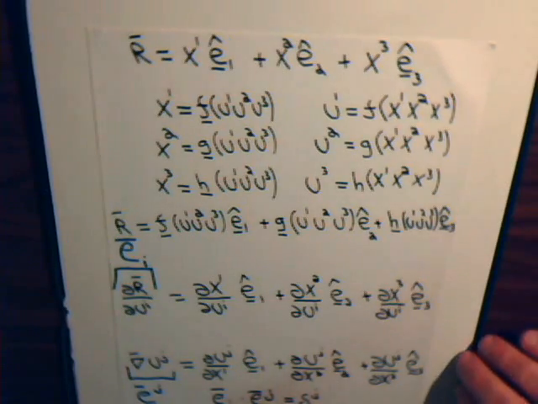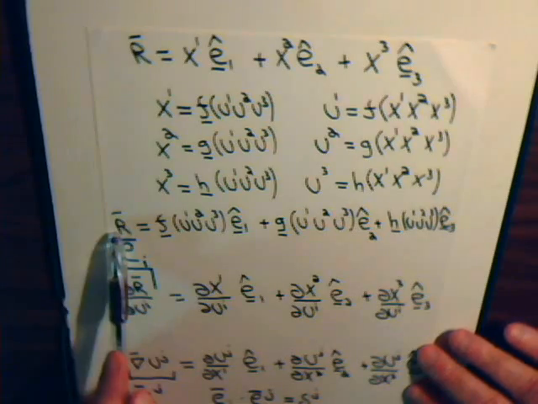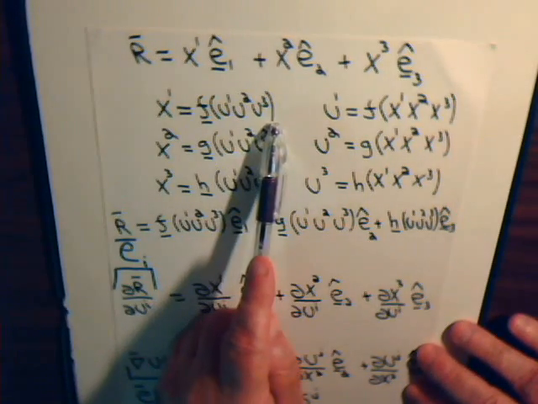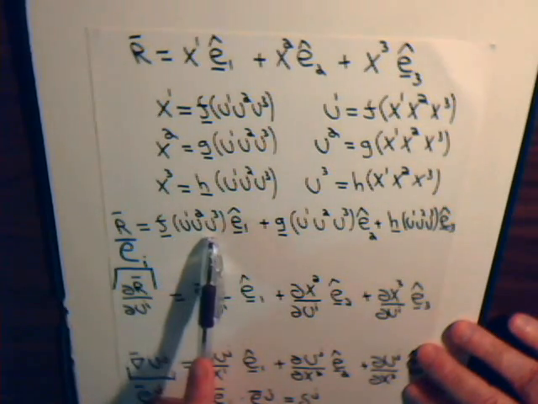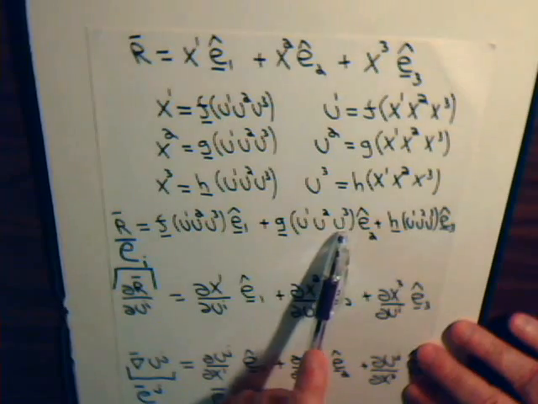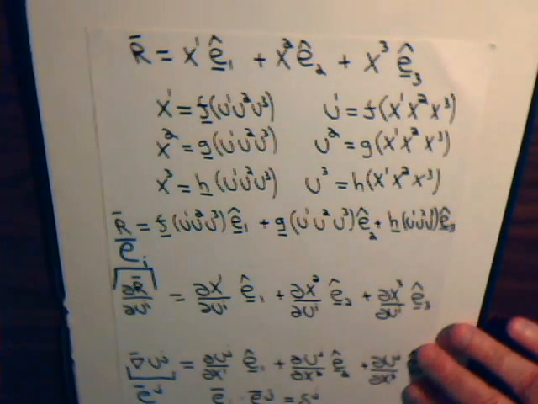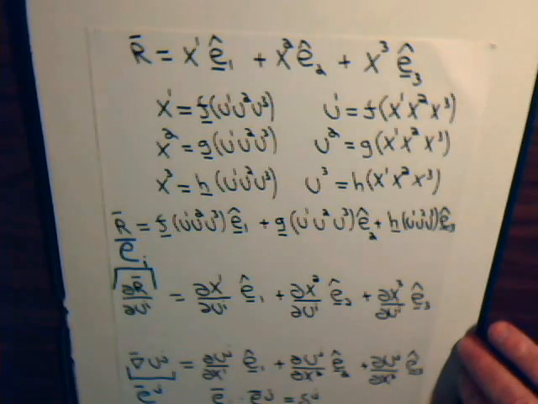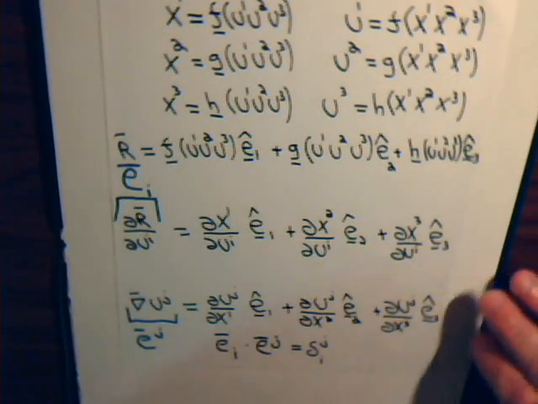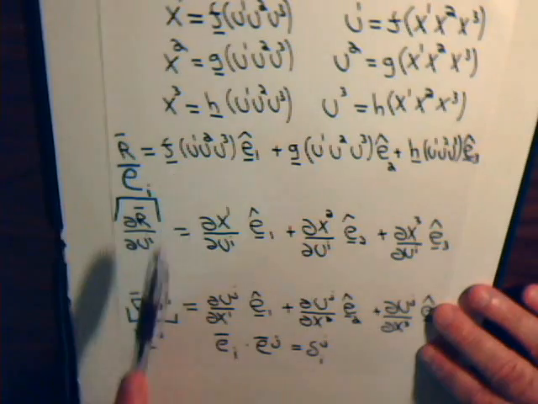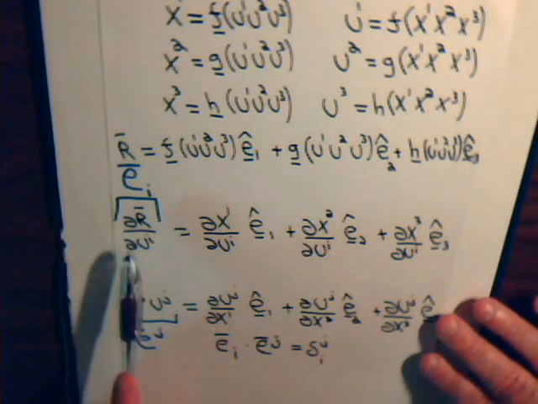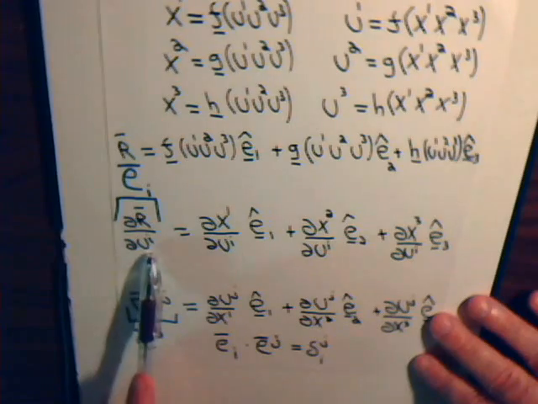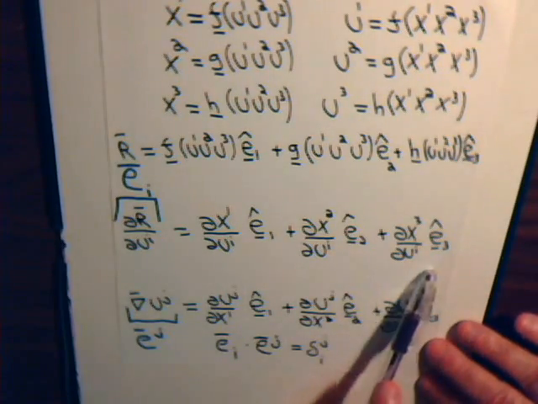That means we can write the position vector r, instead of in terms of x1, in terms of the curvilinear coordinates u1, u2, and u3. This would be x1, this x2, and this x3. So we can take the partial derivative of the position vector with respect to u1, or with respect to u2, or with respect to u3. So we just have a general formula: the partial of r with respect to ui would just be this.